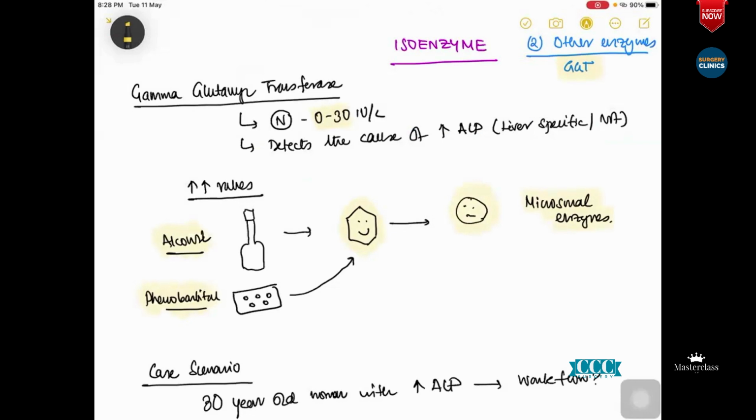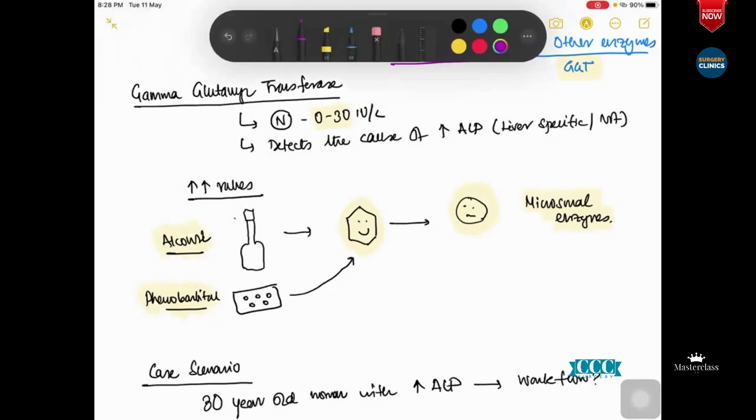Now that is when you have a cholestatic picture. So what happens? The GGT will start to rise. GGT is very specific for one thing: whether you're having alcohol or not.